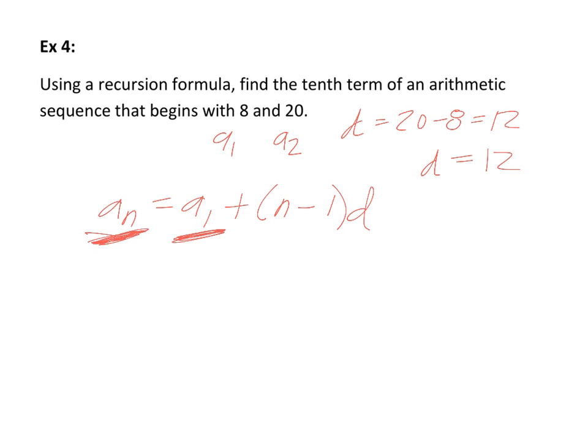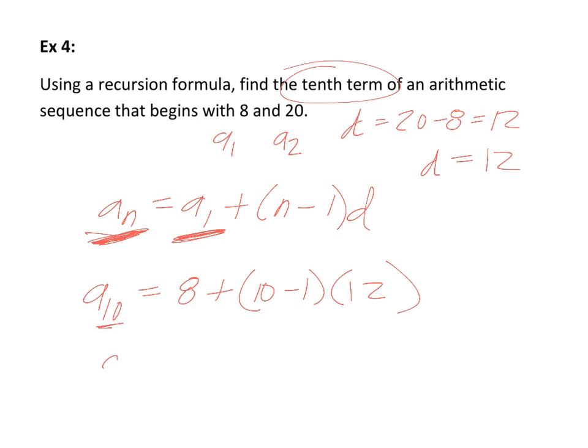It's asking me to find the 10th term. So a sub 10 is equal to a sub 1, which is 8, plus, since I'm looking for the 10th term, n is 10, minus 1 times d. d is 12. So I get a sub 10 is equal to 8 plus 9 times 12, which is 108, and I get a sub 10 is equal to 116.